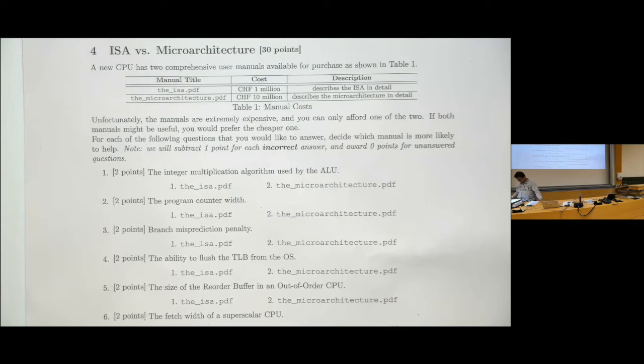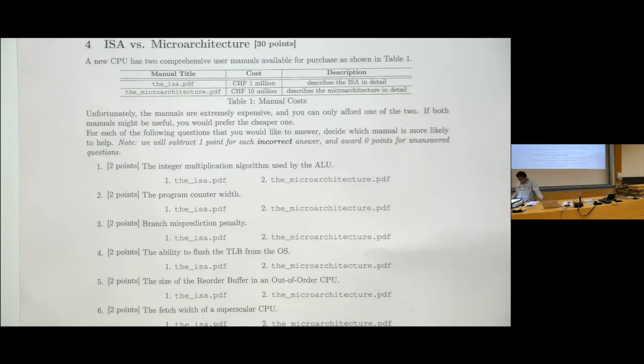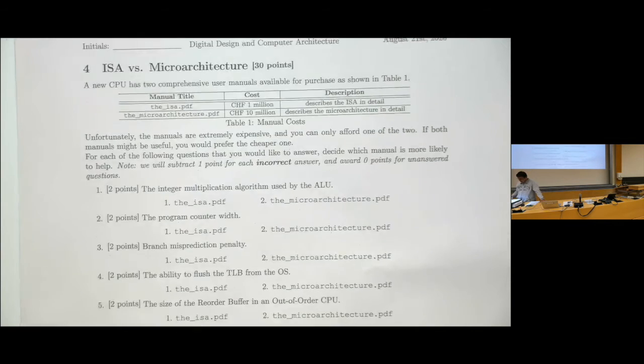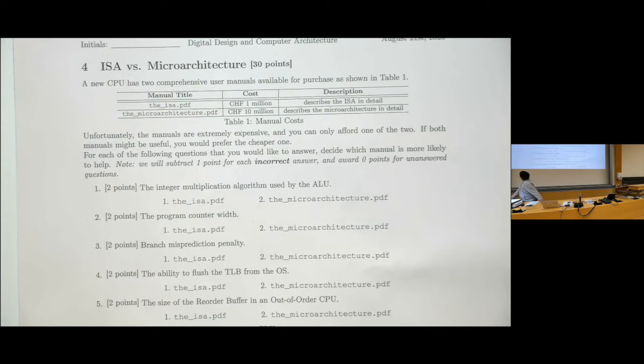So let's look at the fourth question. It's a relatively simpler question to answer, with two options for every question. So the question goes like this. It tests the understanding of ISA, instruction set architecture, and microarchitecture. So a new CPU has two comprehensive user manuals available for purchase as shown in table 1. So you have the isa.pdf and the microarchitecture.pdf.